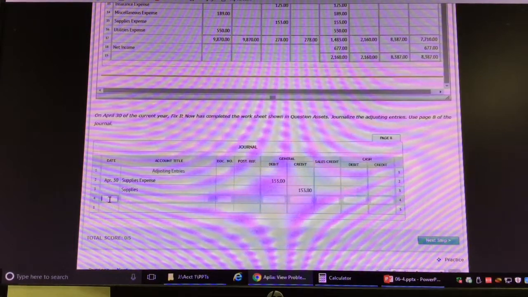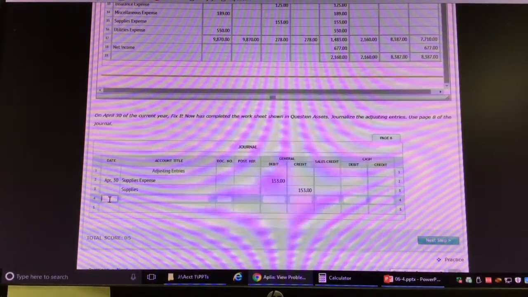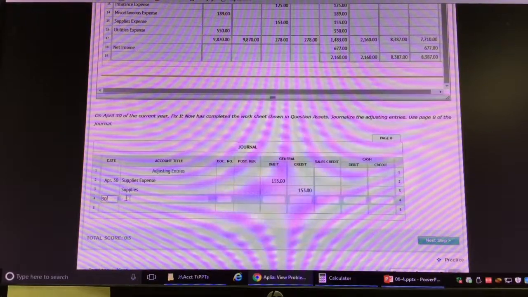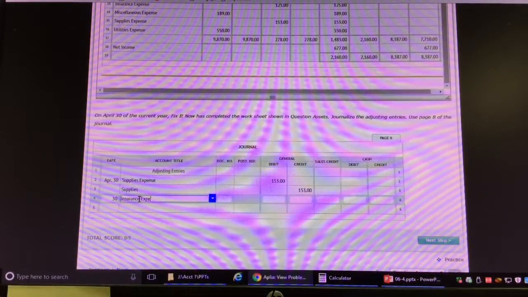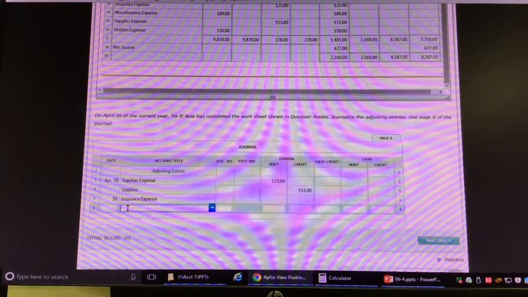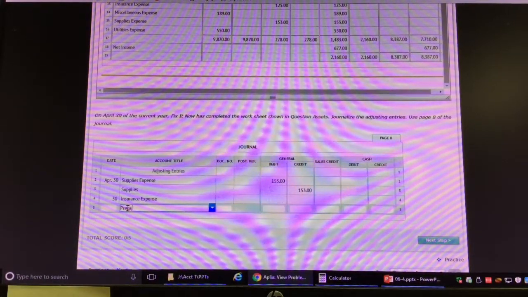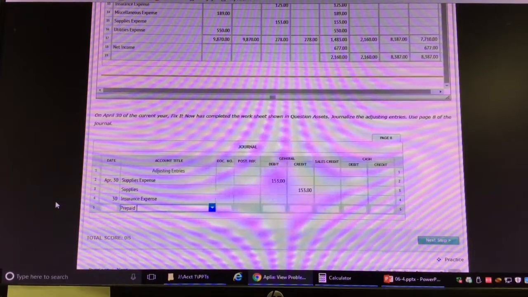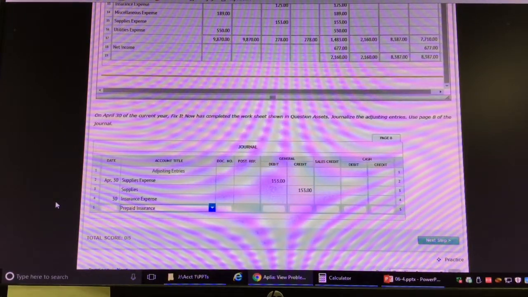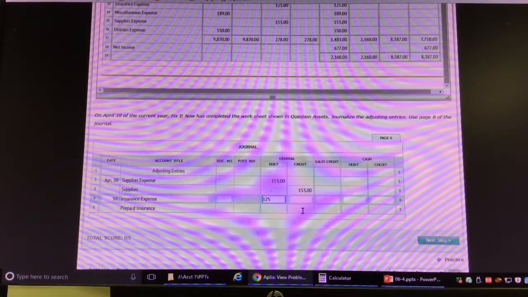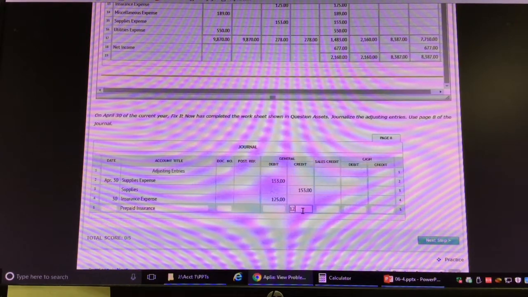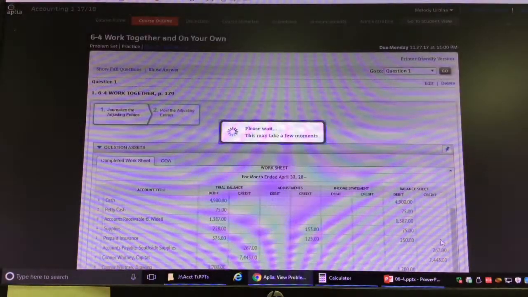The next journal entry, we don't have to write the month, but we do have to write the day, so it's also the 30th. It's going to be insurance expense and prepaid insurance. This time the amount is $125. So I debit the insurance expense $125 and I credit the prepaid insurance $125. And next step.